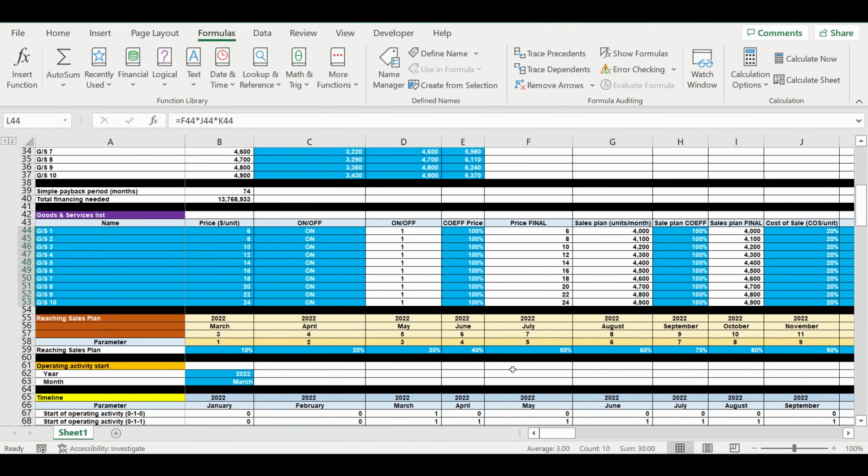Then we specify the way we achieve these sales plans. We have this sales plan, but we assume that we won't be able to achieve it right from the first month. So in the first month of operating activity we will achieve just 10% of, for example, these values. Then we will reach 20%, 30%. So we can play with this algorithm.